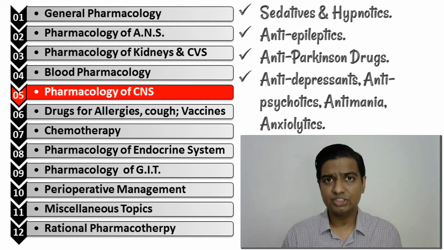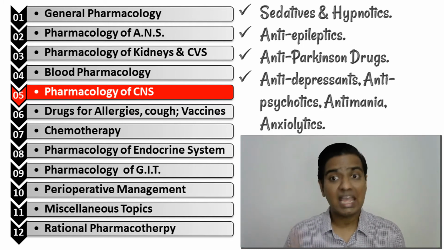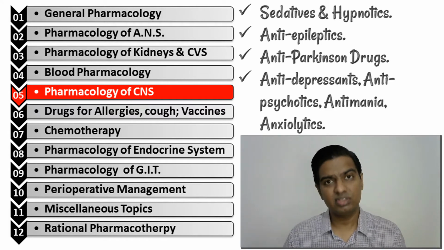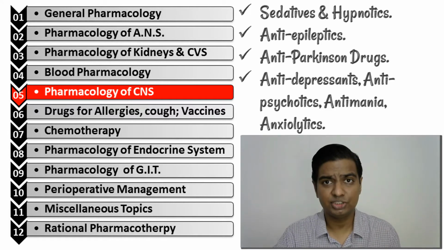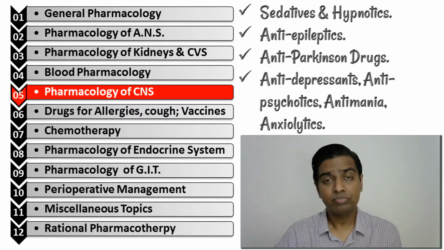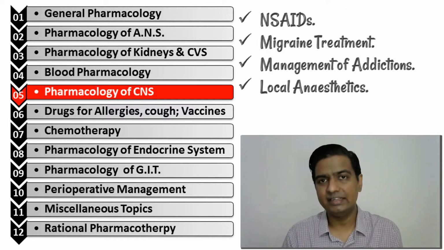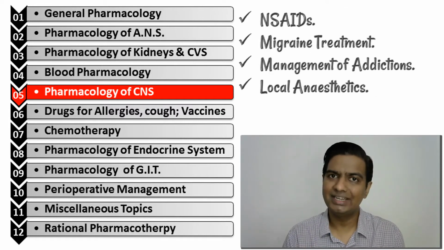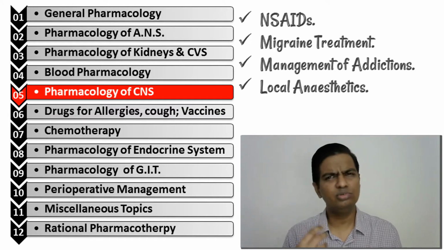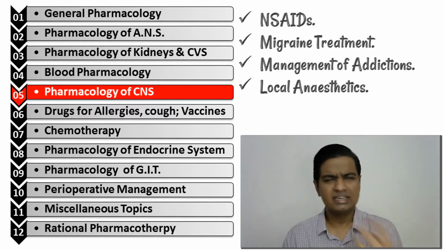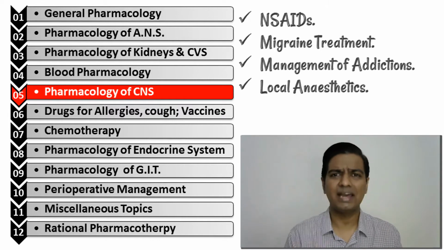Anti-Parkinson's, antidepressants, antipsychotics, anti-mania. Usage of these three medications is on the rise, thanks to all the events that are happening in the world today. Anxiolytics: people who suffer from anxiety might be taking these medications, so you might have to monitor them. Included in this category are non-steroidal anti-inflammatory drugs, which include ibuprofen, naproxen, aspirin, and paracetamol.